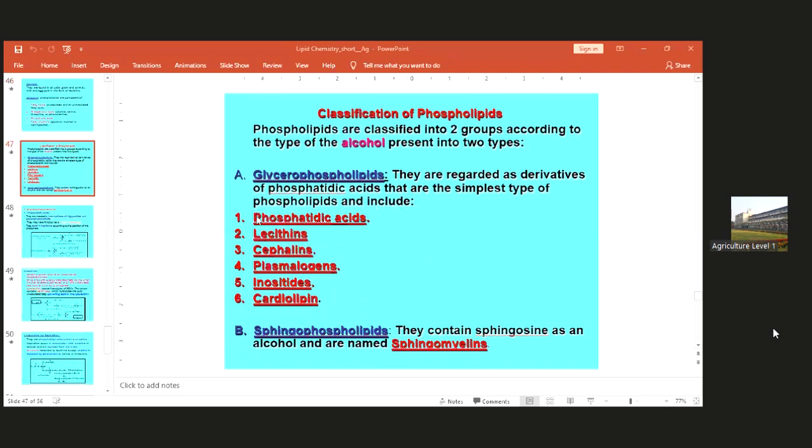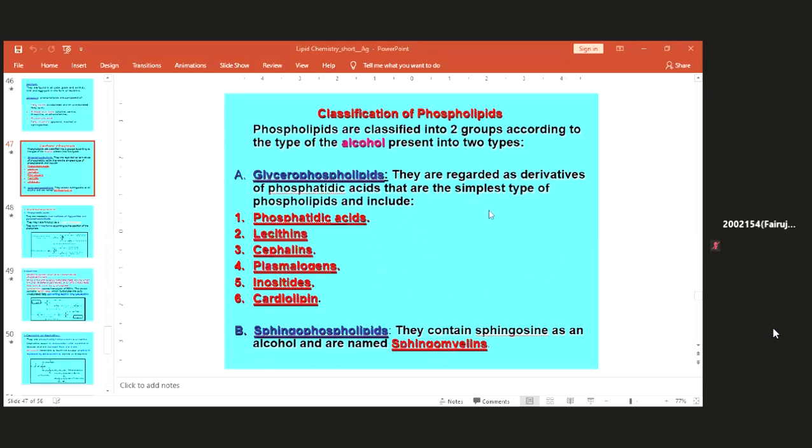The member with the very minimum properties is phosphatidic acid. By addition of different types of groups to this phosphatidic acid, lecithin, cephalin, plasmalogens, inositides, and cardiolipids are produced. So this is the member containing the very minimum properties of the glycerophospholipids, and with this phosphatidic acid, additional groups will be linked and these compounds will be produced. But in the case of sphingophospholipids, there is one kind, called sphingomyelin.